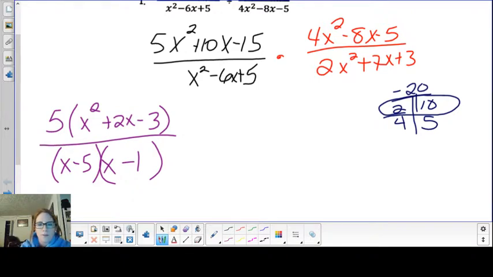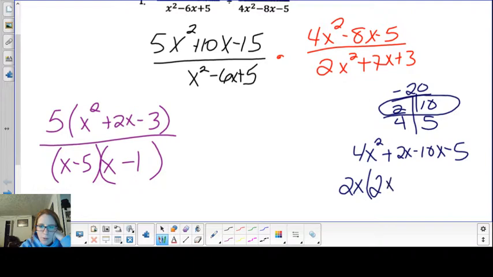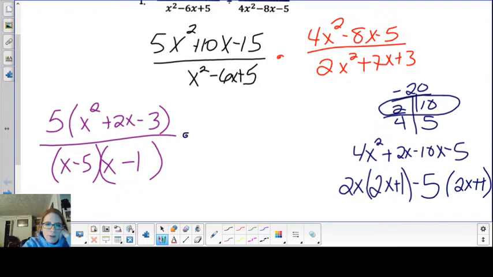So I have 4x squared plus 2x minus 10x minus 5. Gonna divide out a 2x from that, and I'm left with 2x plus 1. Need a little space, right? 2x plus 1 again. Negative 10 divided by 2 is negative 5. So the top part of my new fraction is going to be 2x plus 1 times 2x minus 5.